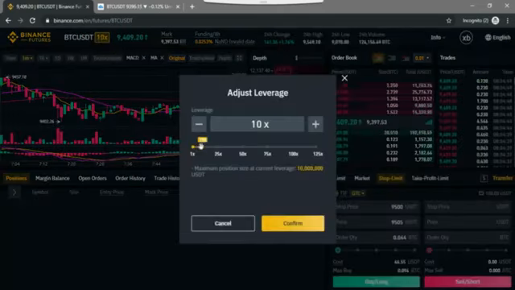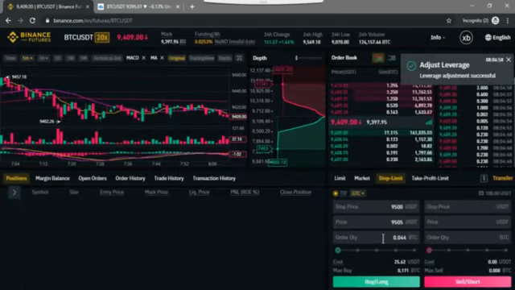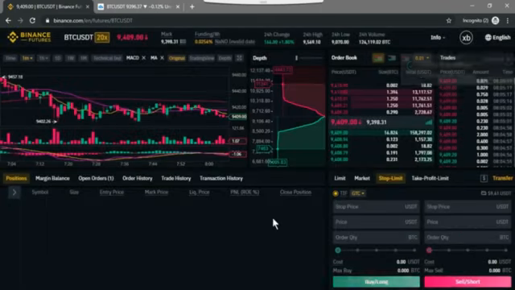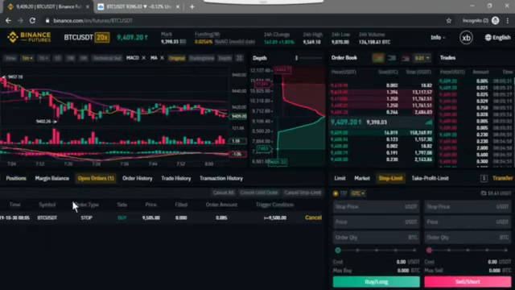And I also want to take advantage of leverage, so I'll go 20x leverage. I don't go higher than 20x. I'm very comfortable at 20x leverage only. After that, we can now confirm our order. You can see here our order on the order tab.